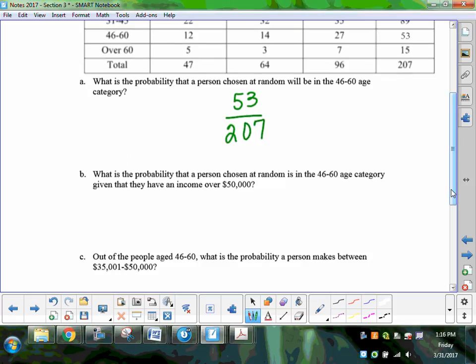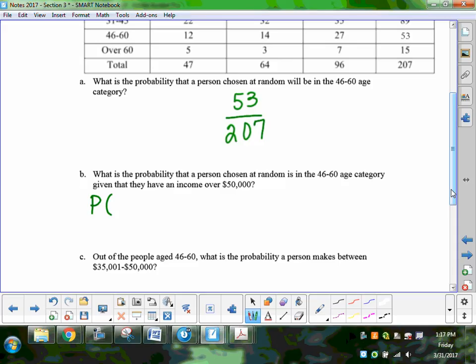What's the probability that a person chosen at random is in that category given that they have an income over 50,000? Is that conditional? Yes or no? The answer should be yes. It's what given what? Well, you tell me. It's the probability of what given what. Read what's there. Unpack the question. It's going to take some time. It's the probability of what given what. What do you want to say?